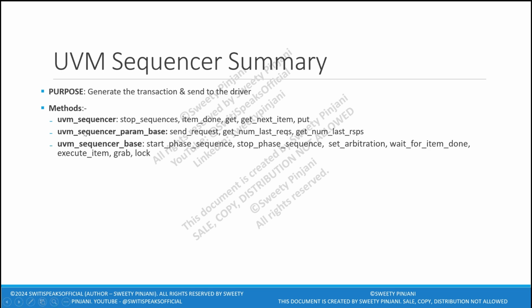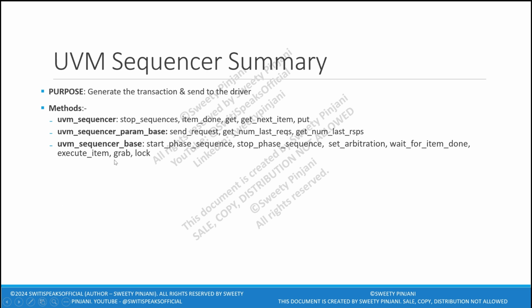Next, we had the class UVM Sequencer base. It has the method start phase sequence, which is going to start the sequences for the current phase. Then stop phase sequence is going to stop the sequence for the current phase if it is still executing. Set arbitration is going to set your arbitration mode. Wait for item done is going to wait for this item done. Execute item will execute the item directly on the sequencer.